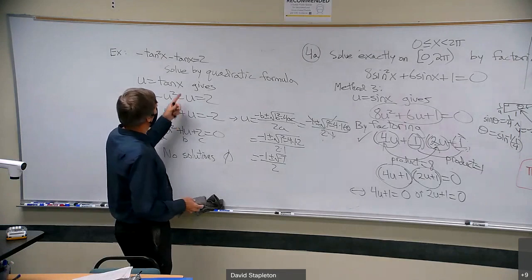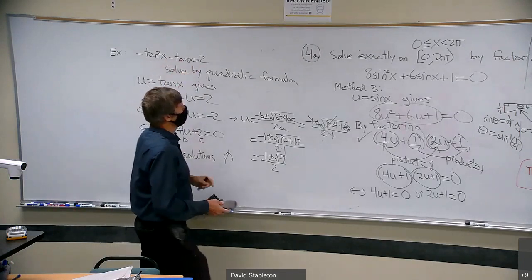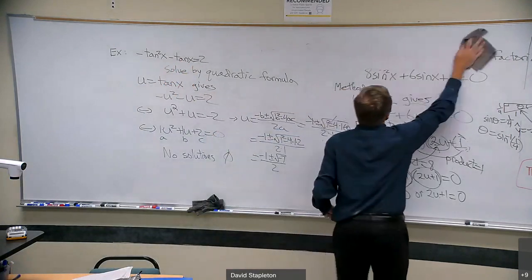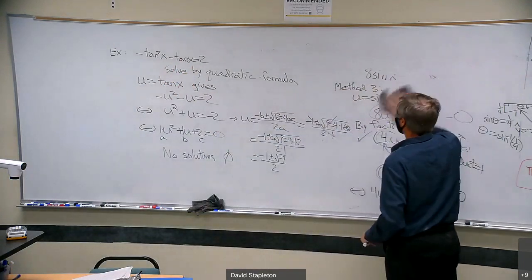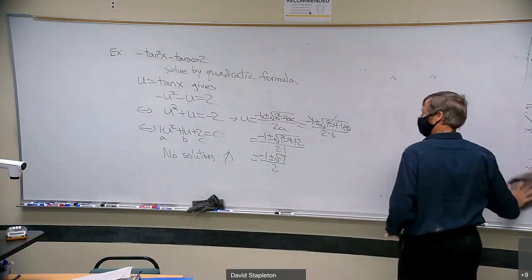So some of them you'll get this, and you have to put 0 on the one side and apply the quadratic formula. Sometimes there'll be no solution. In some sense, that's easier, right? You don't have to do all that unit circle work.